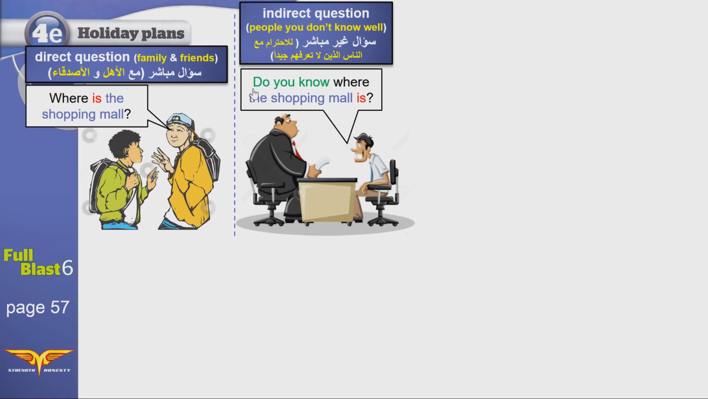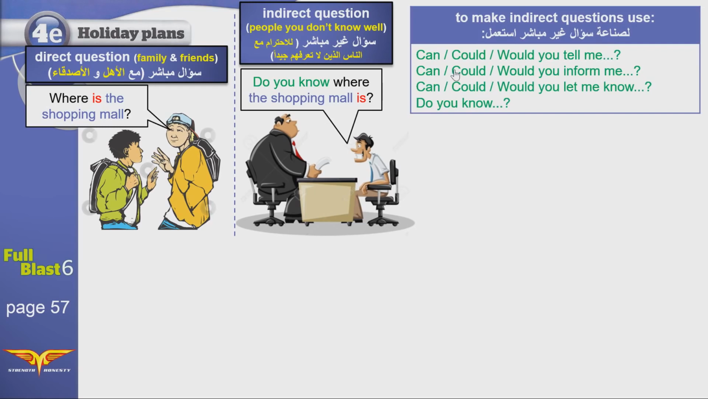Okay, what else can we use beside do you know? We can use can, could, or would you tell me? Like, could you tell me where the shopping mall is? Or, would you inform me where the shopping mall is? Or, can you let me know where the shopping mall is? Anything would be fine. You can use anything you like. Can, could, or would, and then you tell me. Can you inform me? Could you let me know? Anyone is okay.